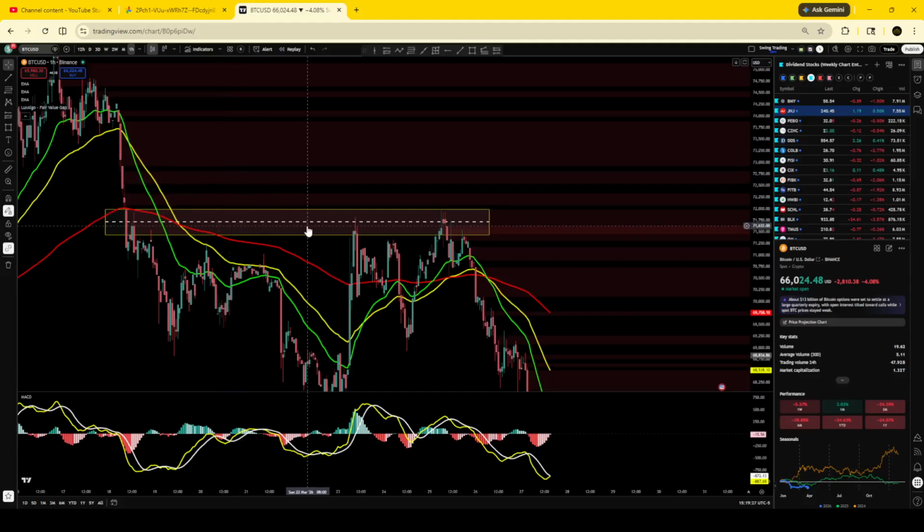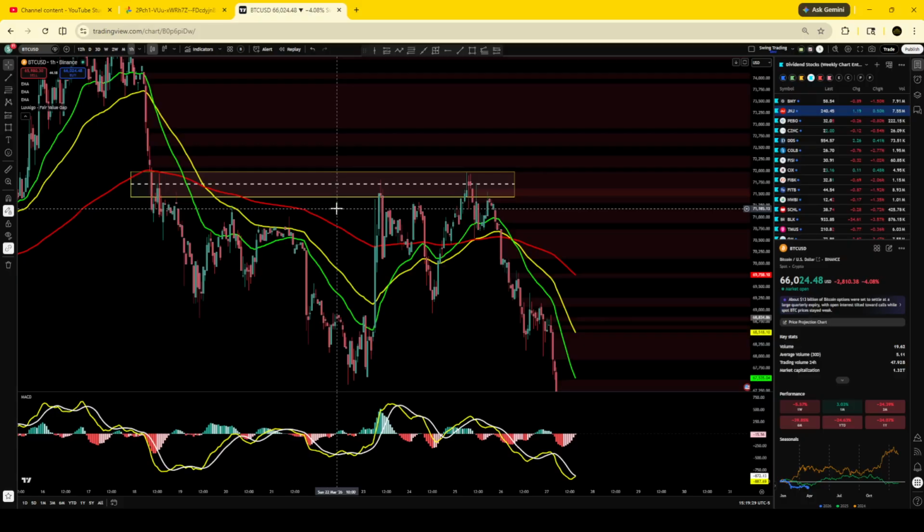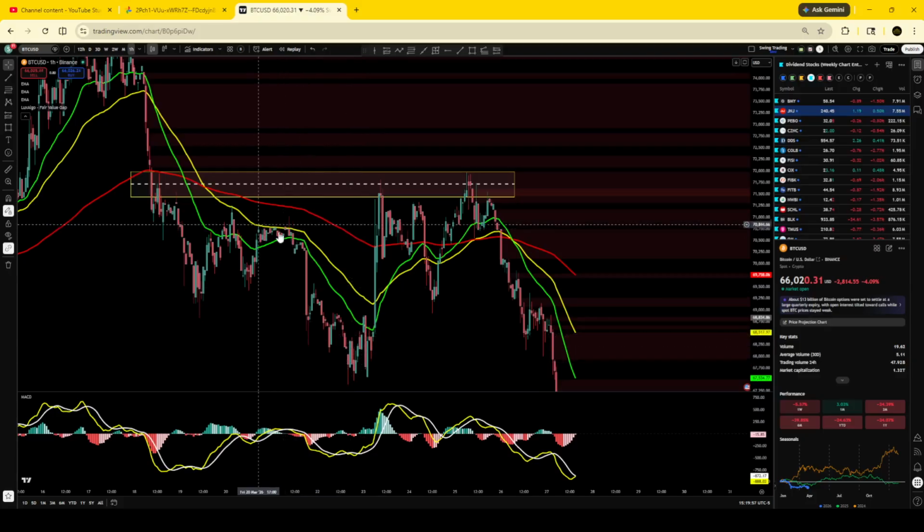So with this resistance, I know I keep messing up these words, my apologies. Support is on the bottom. Resistance is at the top. With this resistance right here, every time price came into this zone, price bounced down. It got close right here, bounced down. It barely got up there, but it still bounced down. And that's based off this EMA right here, this 60-day EMA.